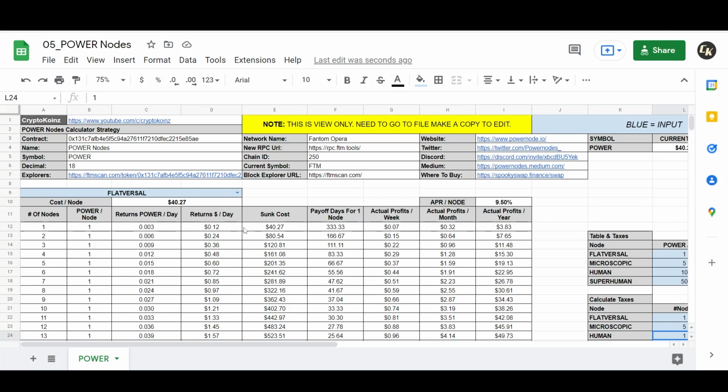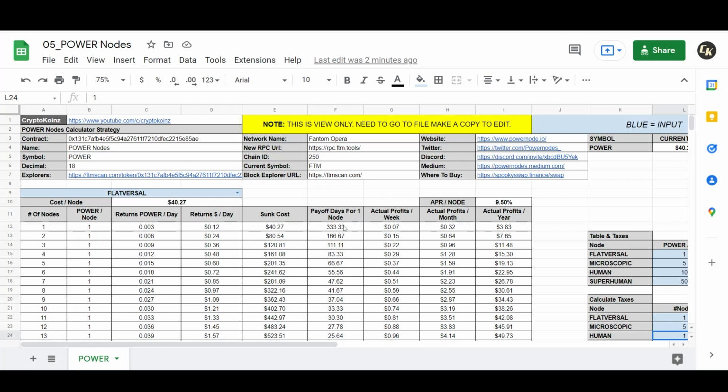And here is something that I was receiving a lot of comments on. There is a sunk cost. What does sunk cost mean? That means you forfeit the cost once you enter the position. 1 node is 1 power, and 1 power costs $40.27. So in order for you to get 1 node and start earning these returns, you're giving them $40.27. So you're back to zero, and it's going to take 333 days for you to just break even and get your money back.